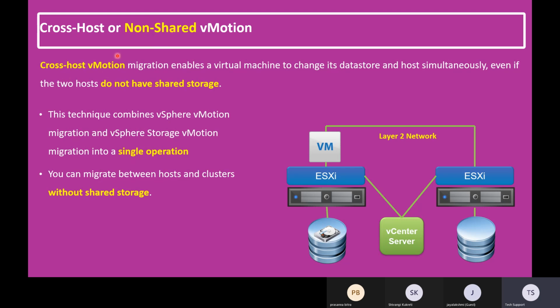That migration, call it non-shared vMotion or cross-host vMotion. Cross-host vMotion migration enables a virtual machine to change its data store and host simultaneously, even if the two hosts do not have shared storage. This technique combines vSphere vMotion and Storage vMotion into a single operation, so you can migrate between hosts and clusters without shared storage. This is the cross-host vMotion.